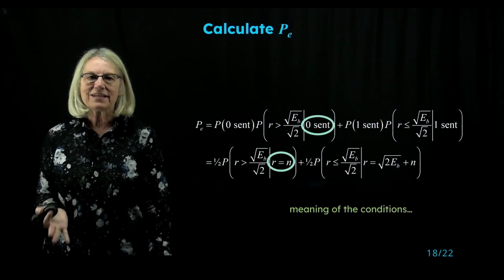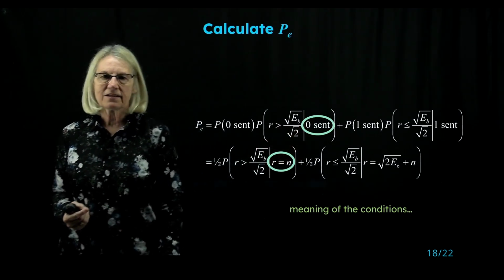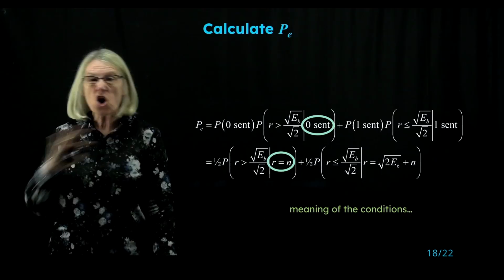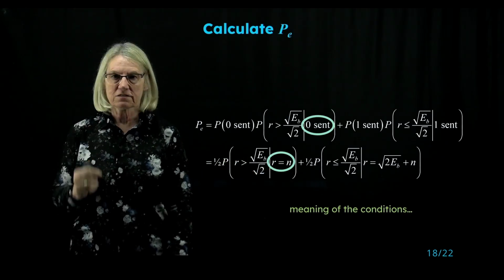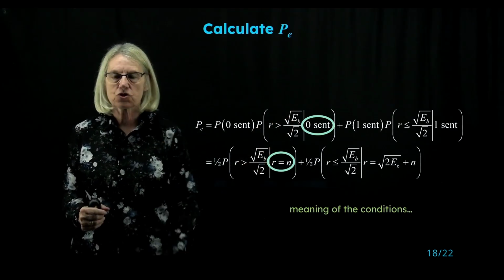Now, what does that condition mean? I said conditioned on a 0 being sent. What does a 0 being sent mean? If I sent a 0, then there's no signal there. That received signal is only noise. So I can say that this condition is the same as saying that the received signal is just noise.